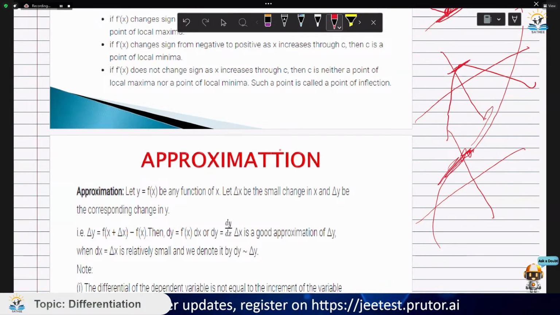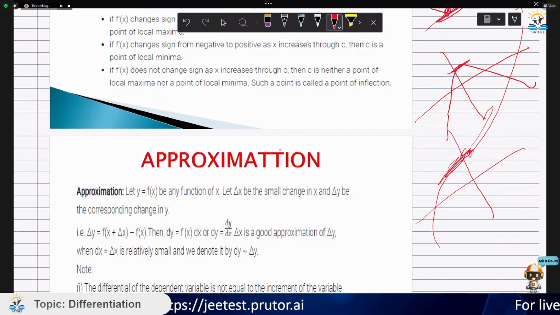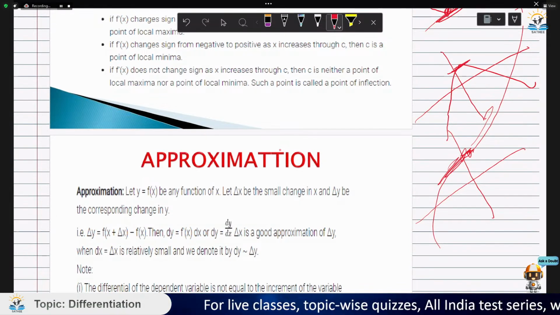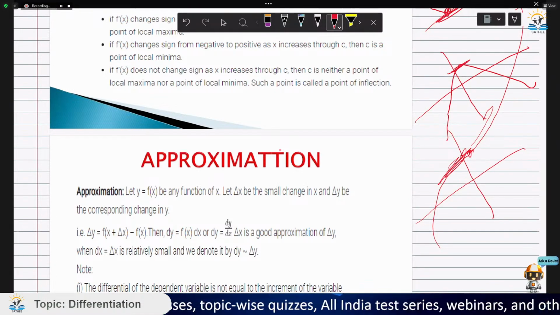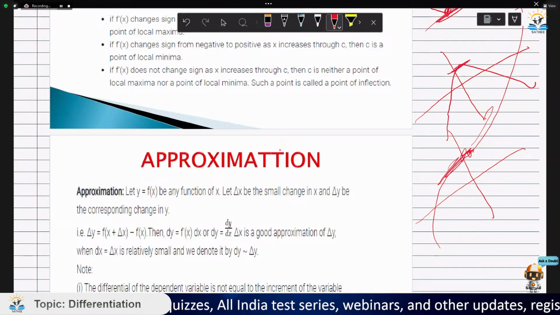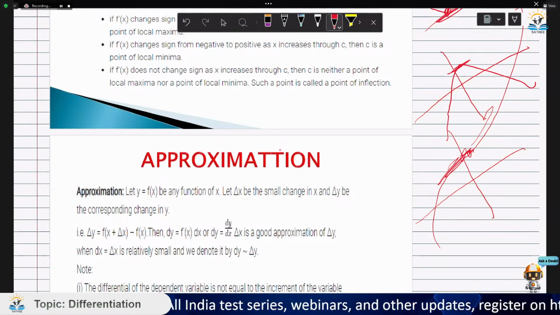The question here is: the distance traveled s by the particle in t seconds is given by this. What is the speed of the particle after 1 second? It's very easy. We'll do ds by dt. We have 3t square plus 4t plus 1, and at t equal to 1 we have it as 8. As simple as that. Do we have more questions with us? Let me check once. Yes, we have a few more questions.